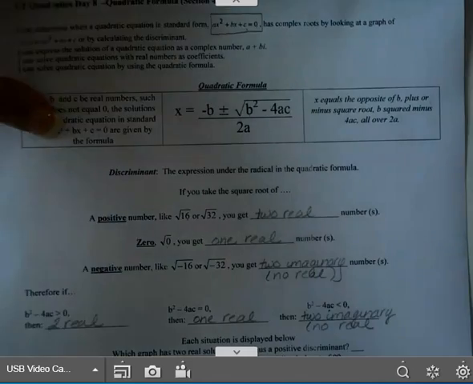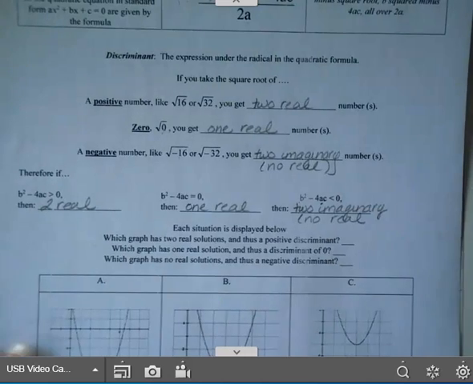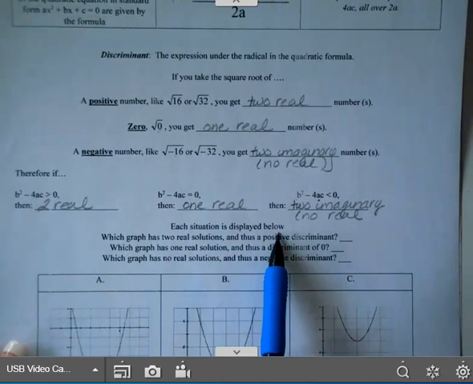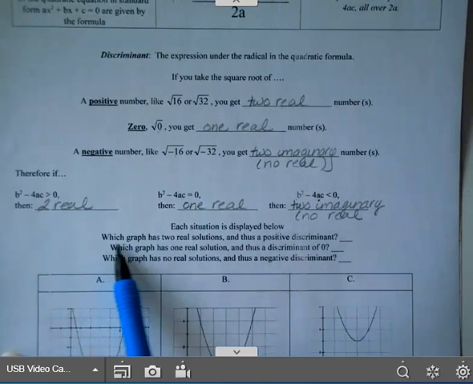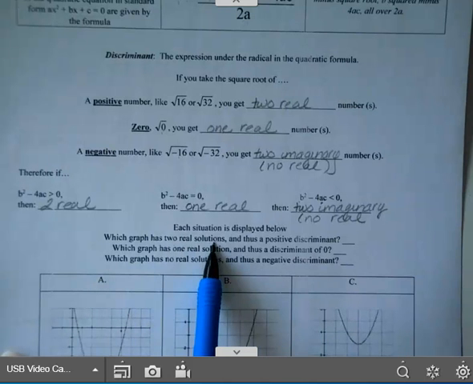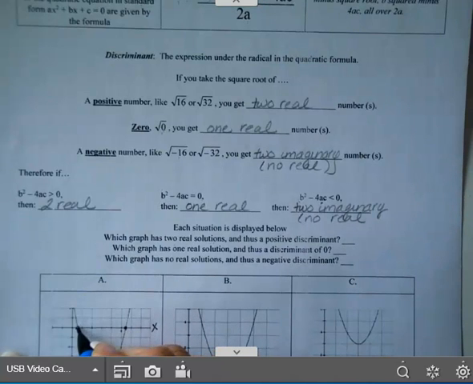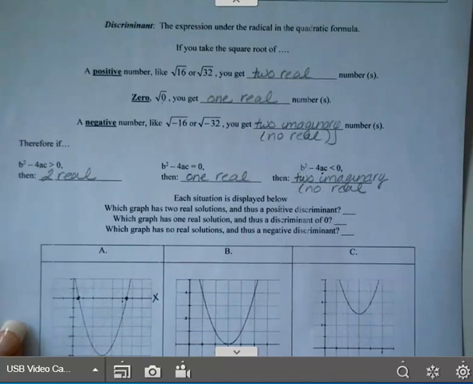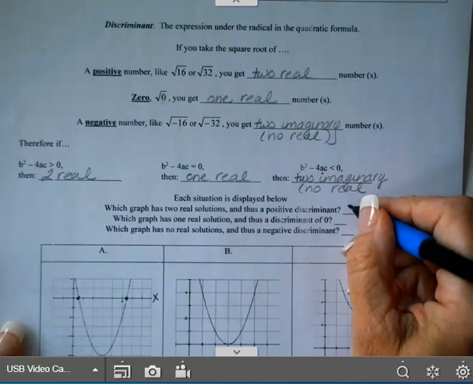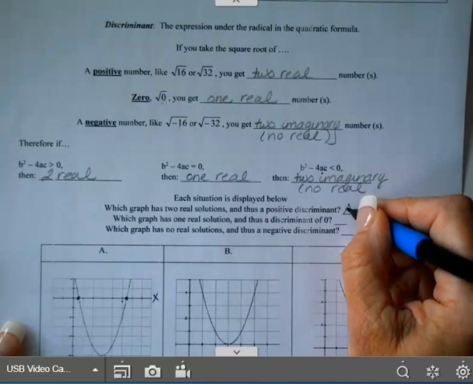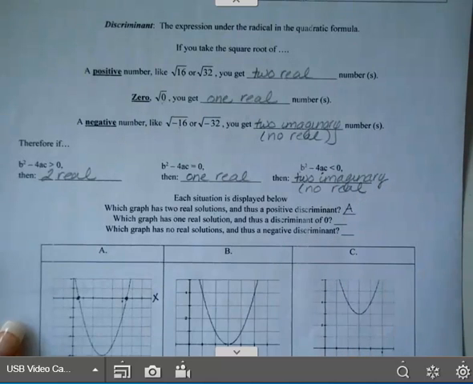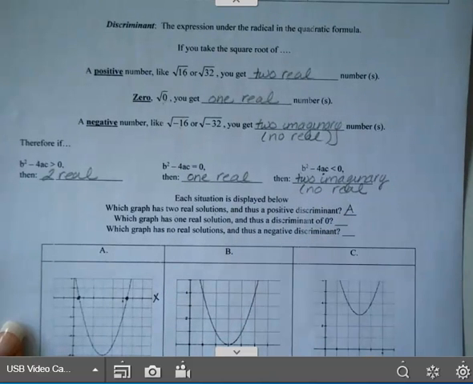Let's look at some graphs of these. Each situation is displayed below. Which graph has 2 real solutions, thus a positive discriminant, and that would be A. Here's your x-axis, and notice it crosses two different places. Another word for those solutions is x-intercepts. So this has two real solutions on graph A, so that's going to be what goes in that first blank.